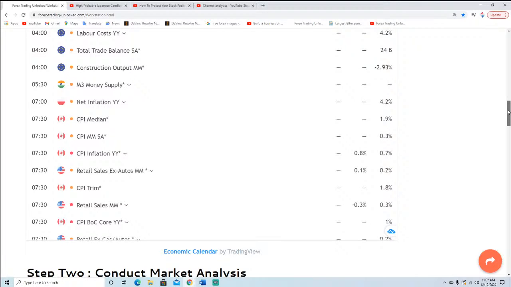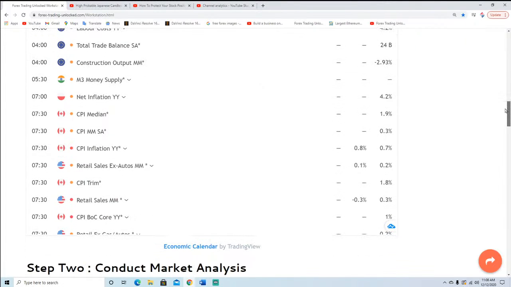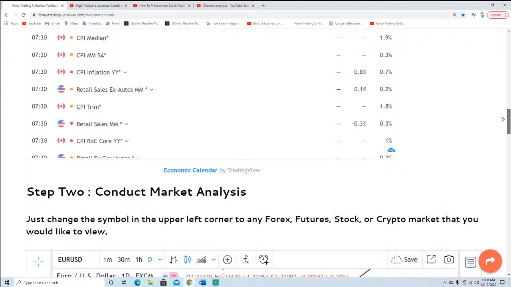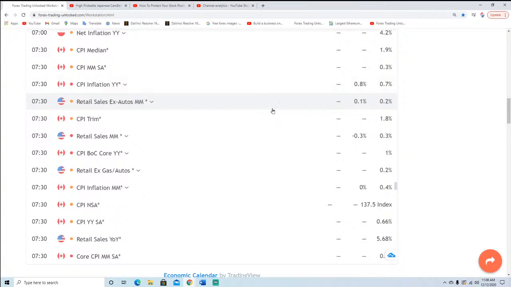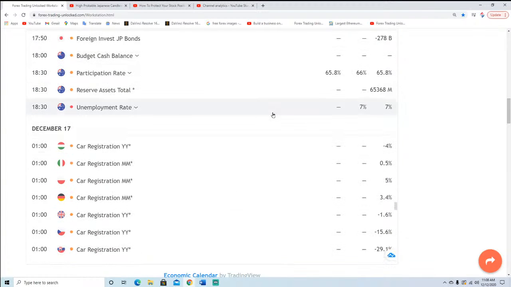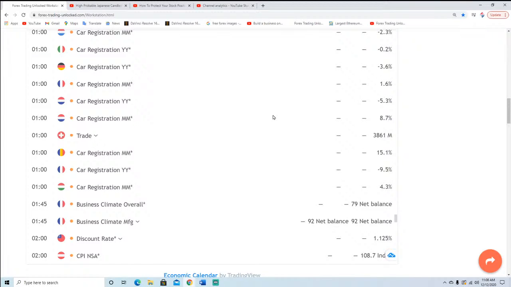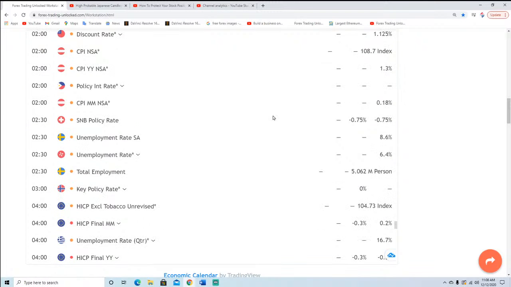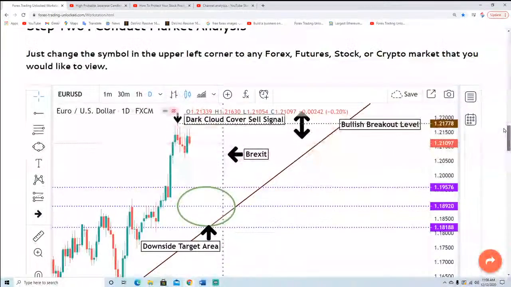As far as the euro is concerned, we have wages, labor, total trade balance, and construction output coming out on the 14th. And then we have CPI and retail sales for the US dollar, so that might have a little bit of movement for the market on Monday. By December the 17th, we're through most of the major numbers for the beginning of the month. We have the holiday, unemployment, and a couple of euro numbers that will come into play, but nothing really too big in the week ahead.